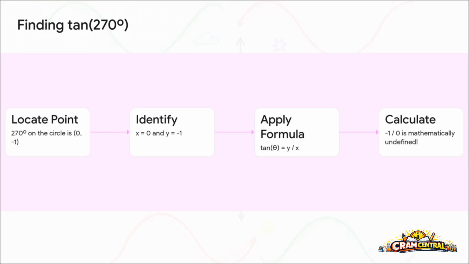Now remember the rule for tangent? Tangent is sine divided by cosine, which means it's the y-coordinate divided by the x-coordinate. So we end up trying to divide -1 by 0. And as we all know, dividing by 0 in math pretty much breaks the universe. It gives us a mathematically undefined result. So the tangent of 270 degrees is, quite simply, undefined.